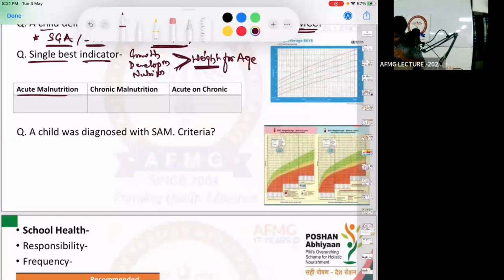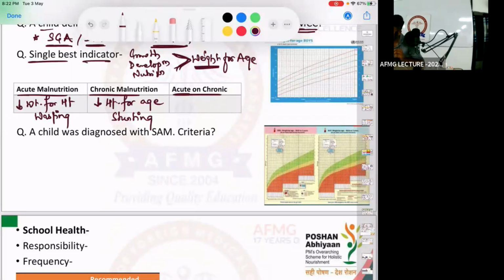In acute malnutrition, there would be decrease in weight for height, and this is known as wasting. Chronic malnutrition, decrease in height for age. And this is known as stunting.